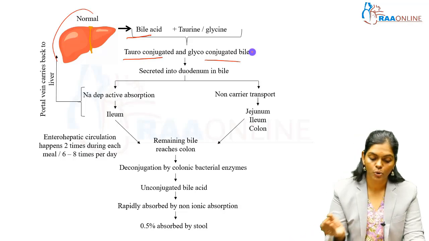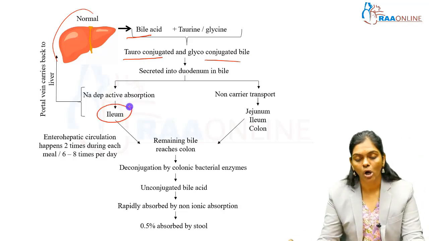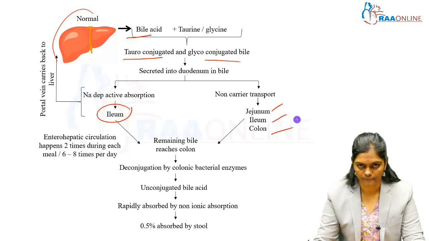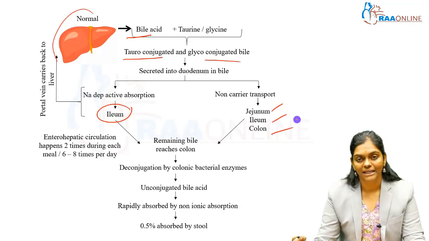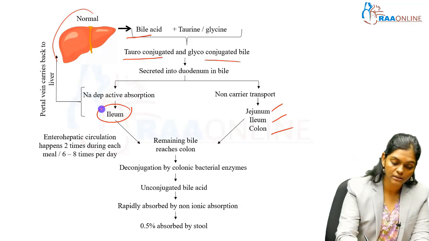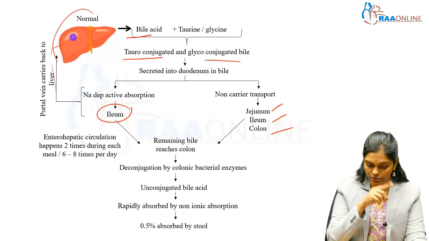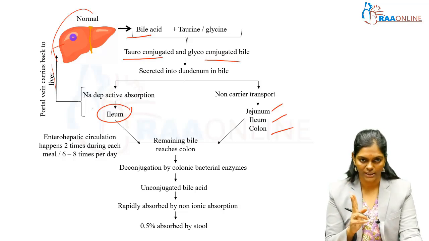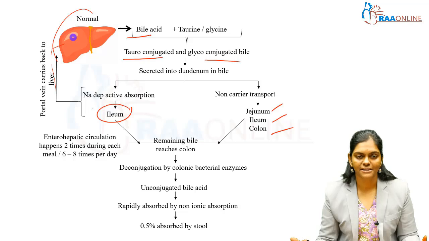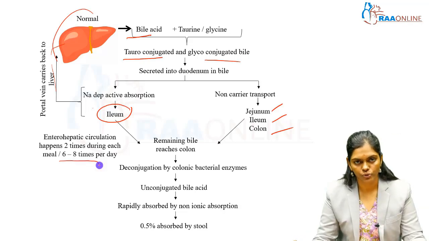And now there is a sodium-dependent active absorption which is happening in the ileum, and there is non-carrier transport happening in the jejunum, again ileum and colon. So based on this, the remaining bile after absorption of fat, the portal vein carries them back to the liver. This is enterohepatic circulation. This happens 2 times when we eat. So basically if we eat an average of 3 to 4 meals per day, it's going to happen 6 to 8 times per day. So what happens to the remaining bile after getting used and absorbed?